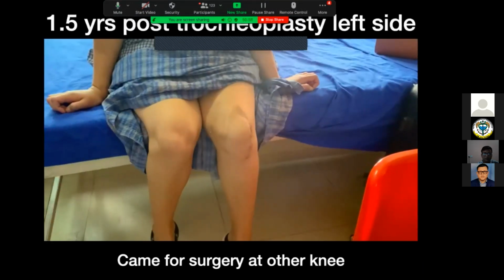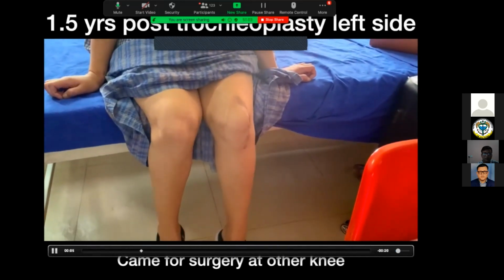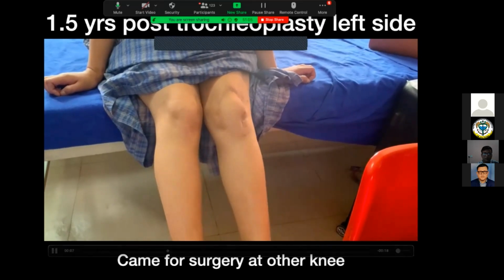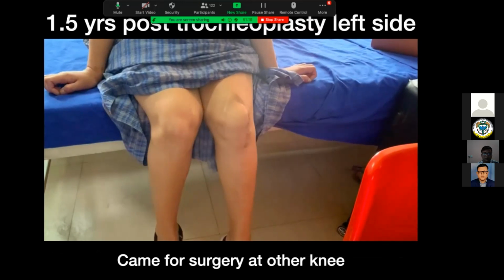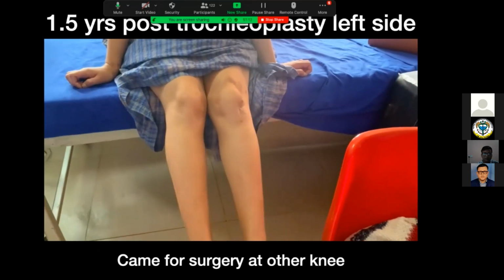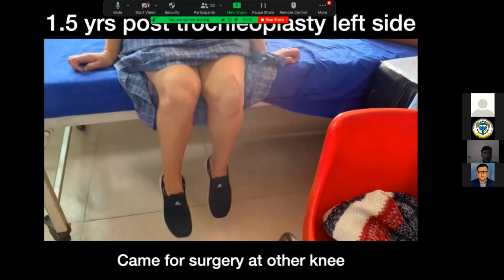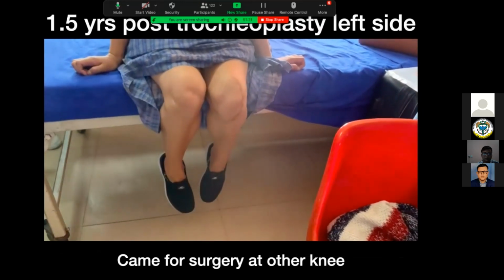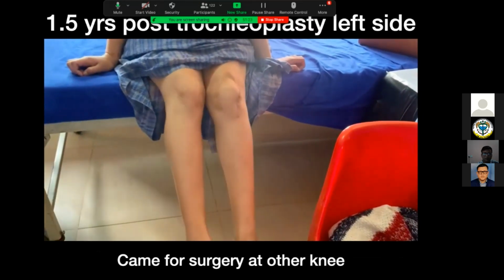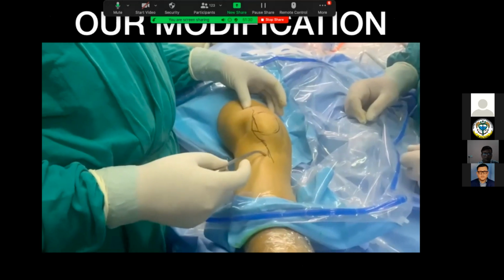MRI showed lateral inclination of the patella along with maldeveloped trochlea. So this was after we operated on her left side, about 1.5 years after the trochleoplasty. So we can see the left side has healed. The tracking of the left side is okay, but there is still maltracking in the right side. So she came because she was very happy with the first surgery, and we planned the second trochleoplasty on the other side. This is the short video of what we did.